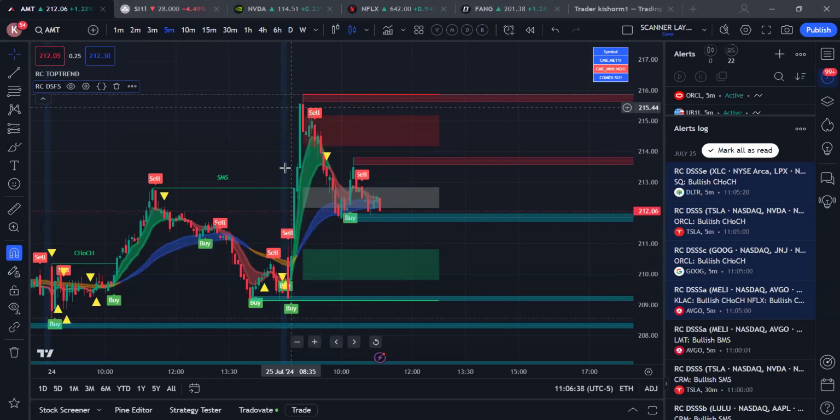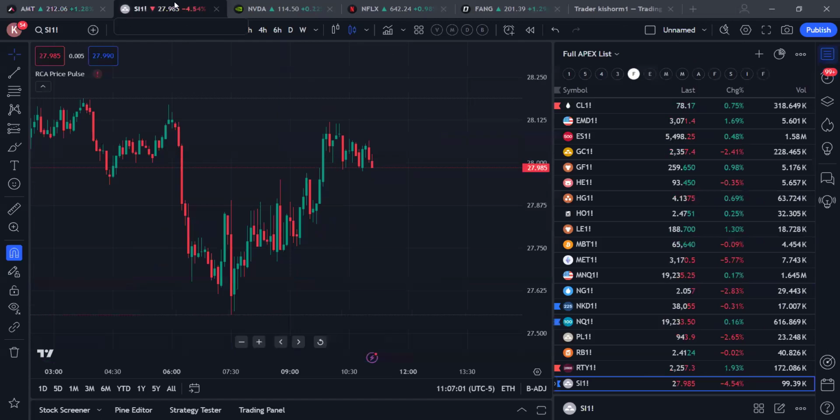Price always moves between these channels, or between support and resistance. So if it is a bullish ticker, try to buy at the bottom. If it is a bearish ticker, sell at the top. Our scanner will help us tell which is bullish and which is bearish. Just follow the scanner and enter the right opportunities. Silver is dropping big.